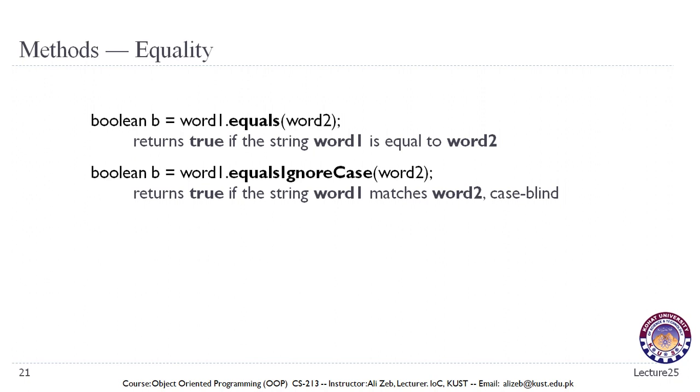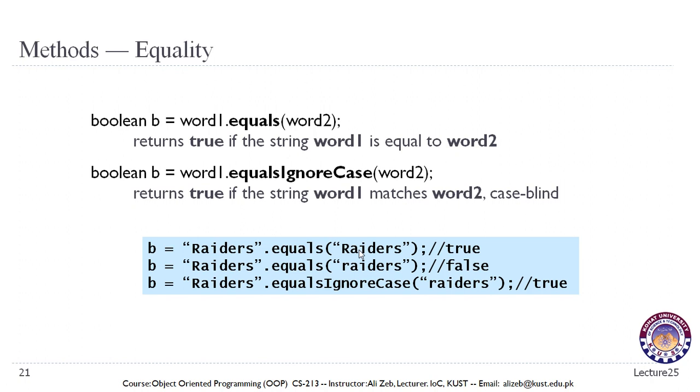Since we understand that Java is case sensitive, if we have two exactly same words but with different cases, the equals method will return a false. But if we have the same two words with ignore case, then equalsIgnoreCase will return a true. We have these examples.